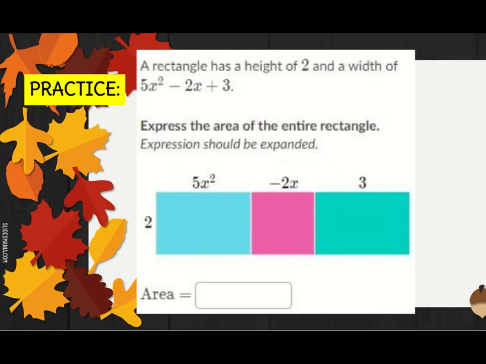All right, so now I want you to go ahead and practice one. So I want you to find the area of a rectangle with a height of 2 and a width of 5x squared minus 2x plus 3. And then go ahead and put in that answer.